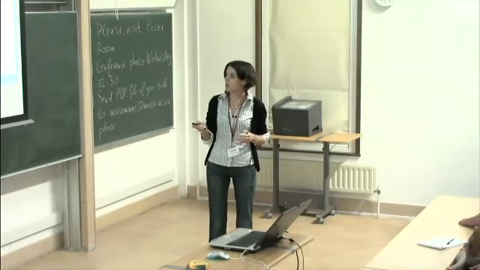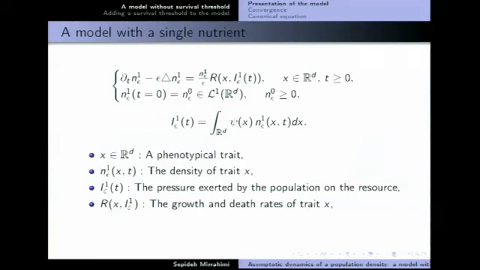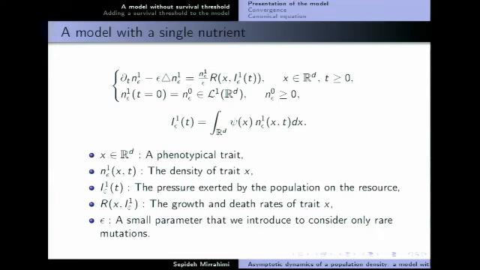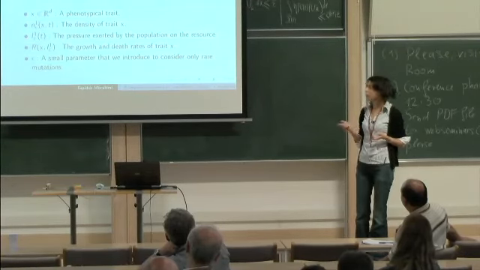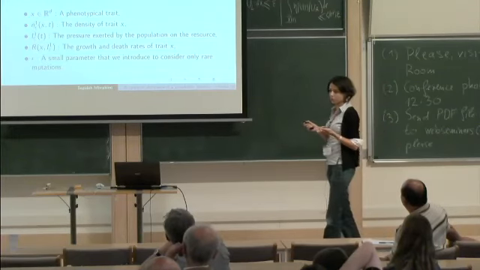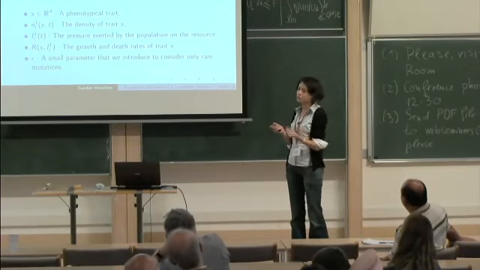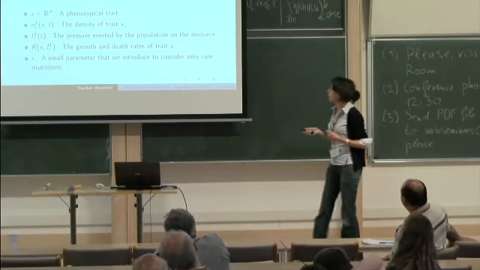And R is the growth and death rate of the trait x that depends also on the environment, and the Laplace term here represents the mutations, and epsilon is a small parameter. The epsilon in front of the Laplace term means that the mutations are rare, and the 1 over epsilon here comes from a change of variable in time, t to t over epsilon. It means that we consider large time behavior of the dynamics.